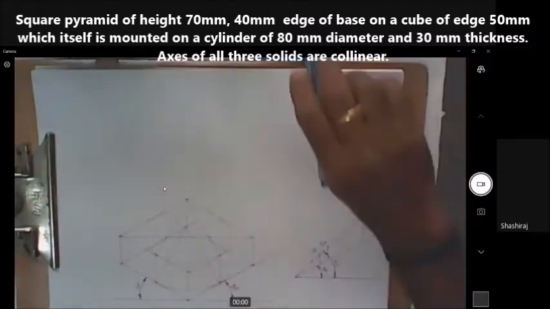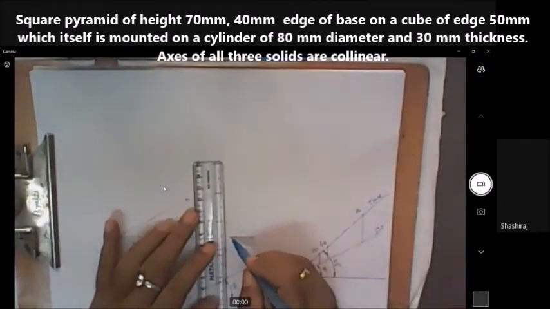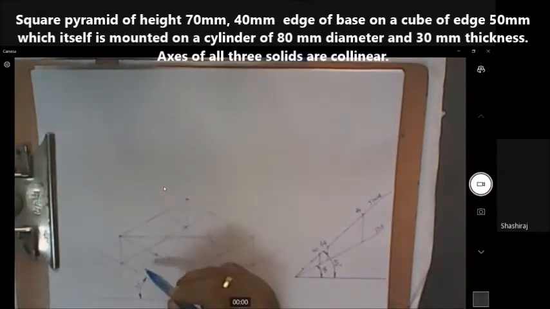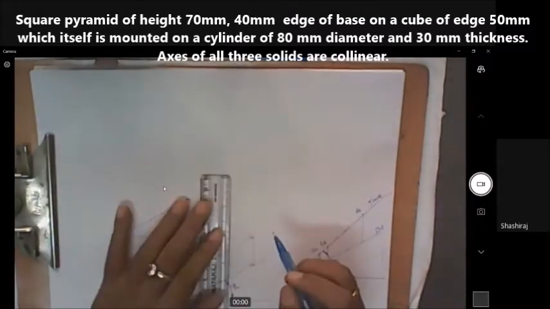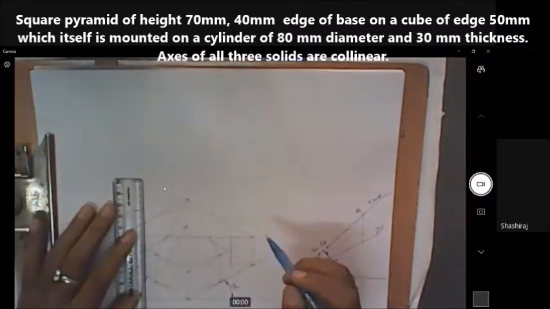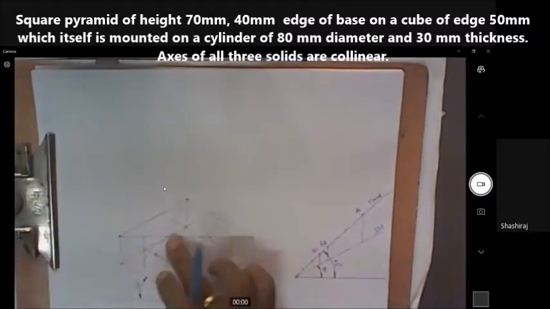To complete this cylinder, I need to just join these 2 points. This point to this point I need to join. That is where the line will be tangent. So this point to this point I need to draw. So draw this line and draw this line. This completes the isometric projection of the bottom solid.